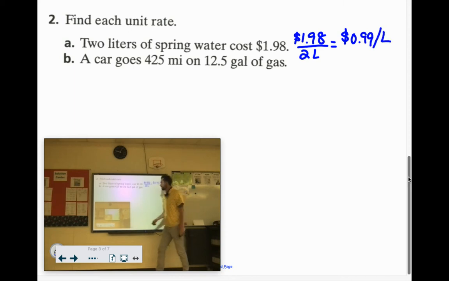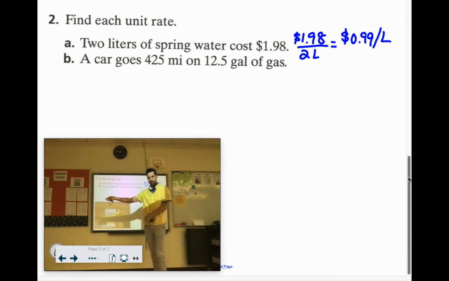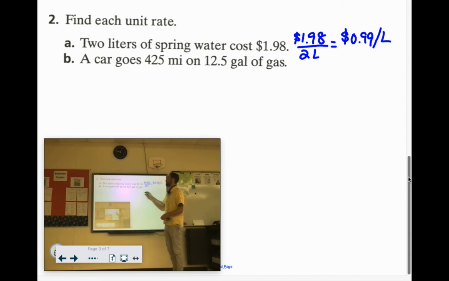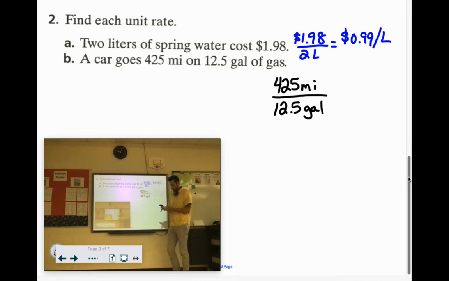A car goes 425 miles on 12.5 gallons of gas. Now, you often hear miles per gallon. You're not going to say gallons per mile, right? Because you're not going to need multiple gallons to go 1 mile in a car. So we're going to go miles per gallon here. So we'll say 425 miles per 12.5 gallons. And if we divide that, 425 divided by 12.5, we get 34 miles per gallon.